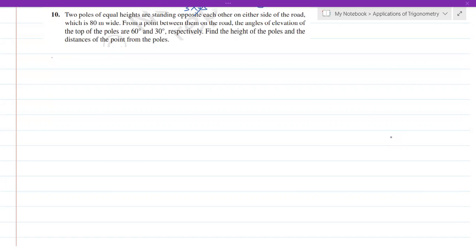So in the 10th question, two poles of equal heights are standing opposite to each other on either side of the road, which is 80 meters wide. From a point between them on the road, the angles of elevation of the tops of the poles are 60° and 30° respectively. Find the height of the poles and the distance of the point from the pole.